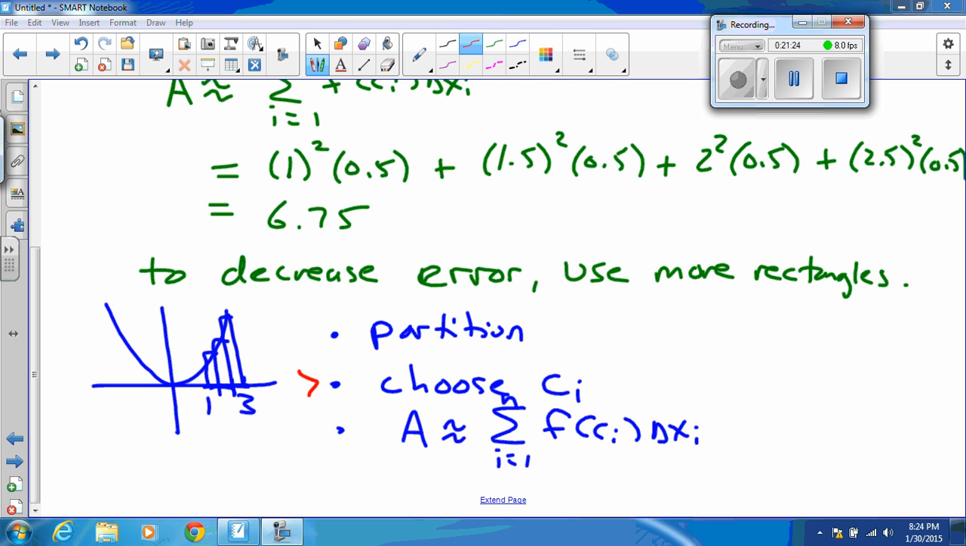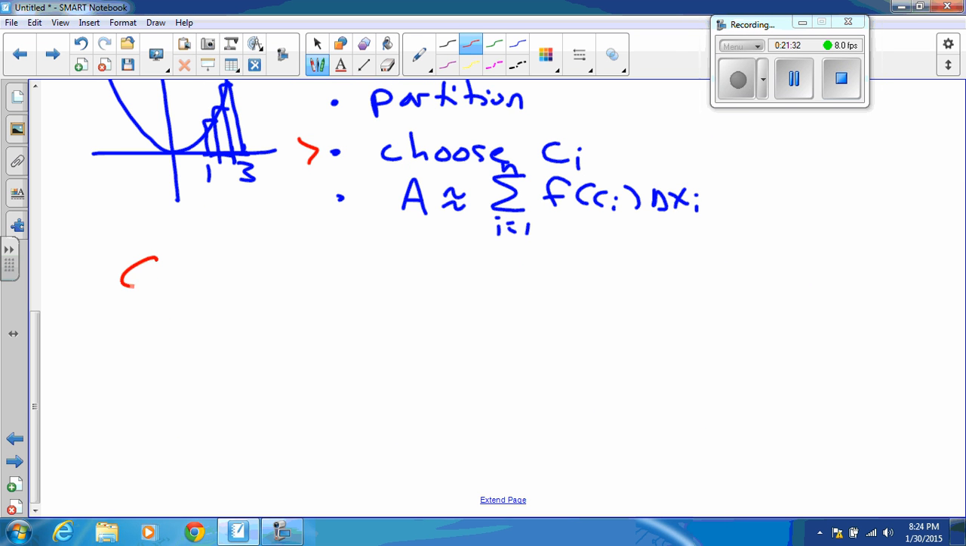The only part about it that is at all confusing then is the choice of c sub i. How do you go about doing that? And the answer is really that there are a lot of possibilities, and I'm going to share with you the most common possibilities.